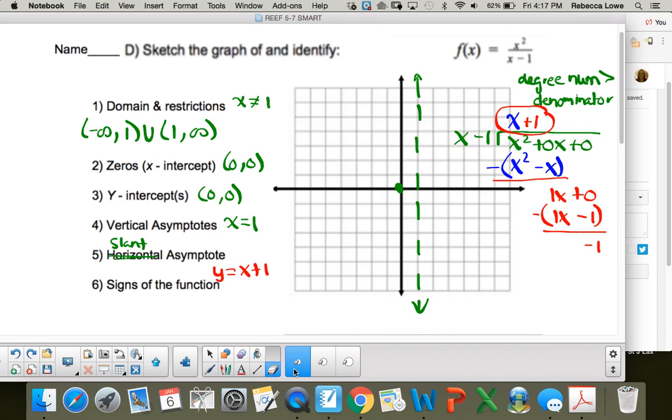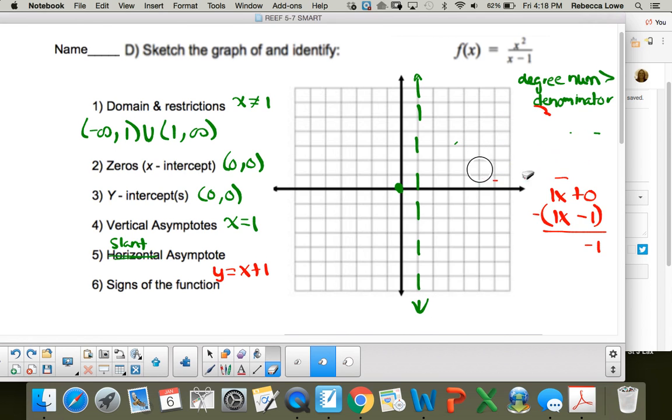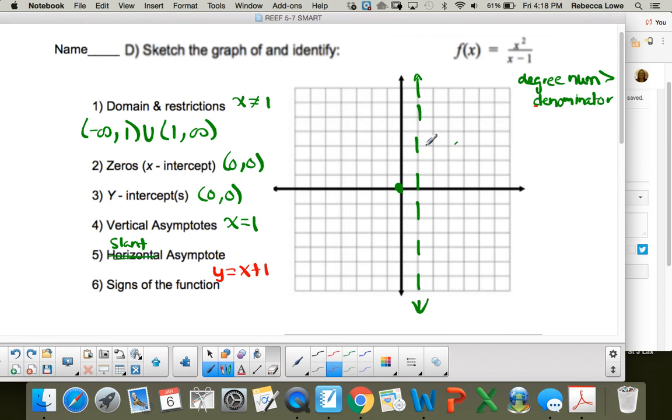So I'm going to erase that, and I'm going to graph that line in green so that we can see it, and then I'm going to do a sketch of the graph once I tell you what the signs are. So y equals x plus 1. That's a y-intercept of 1, up 1 over 1, up 1 over 1, up 1 over 1. So the line looks like this. Oops, that's not there, right there. So this is pretty accurate. Okay, that's what the slant asymptote looks like.